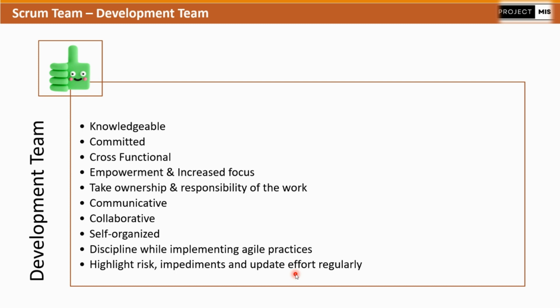So if they are working on a story which is, let's assume, for 4 days, and they have worked for 1 day, then that day of effort has to be logged. So when anyone in the team sees that particular story, they will get the message that out of 4 days, 1 day of the task is completed, and 3 days of the task are left over. So updating effort is also equally important. So these are the key characteristics which are expected from the development team.